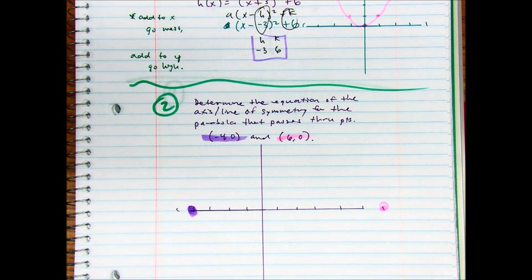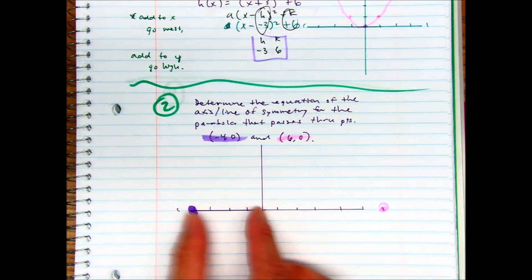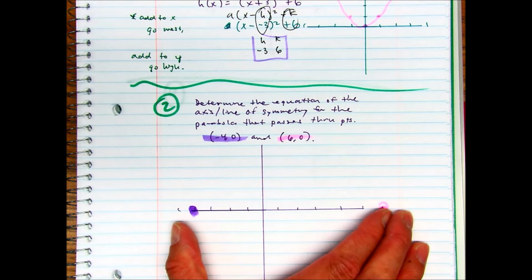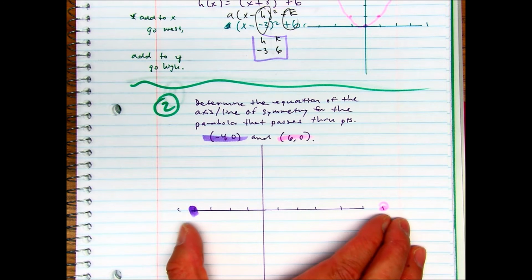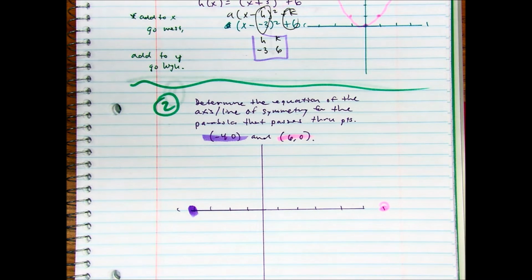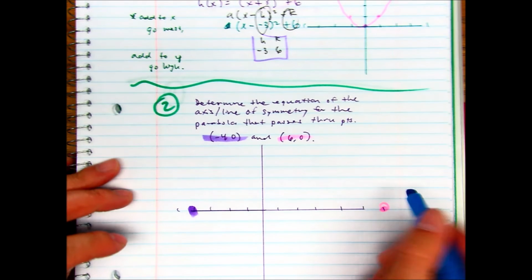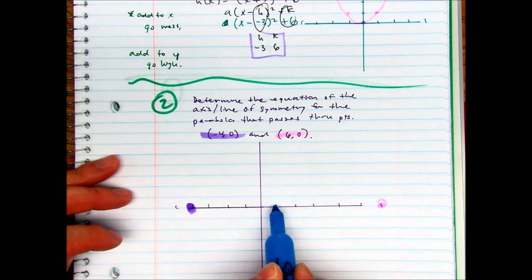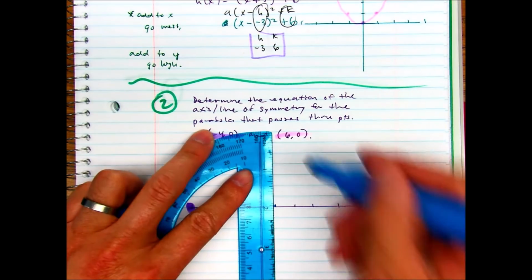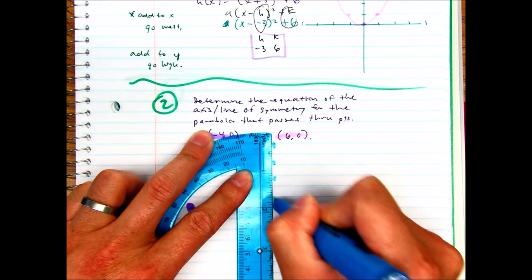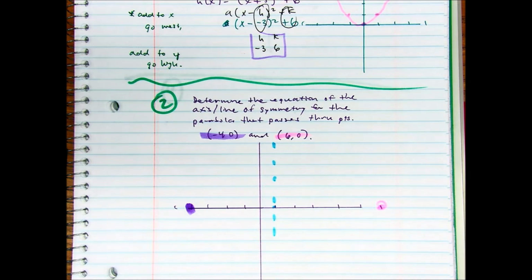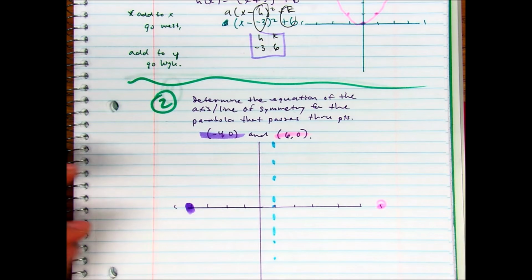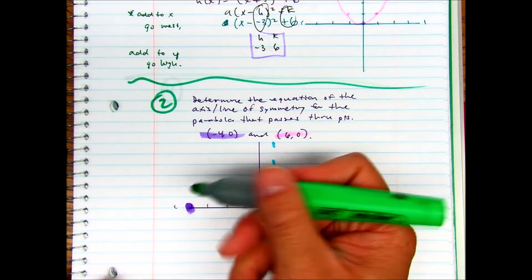And if you think about what parabolas do, they're symmetrical. So what's the midpoint between negative 4 and 6? If you add those together, you'll get 2, and half of 2 is 1. So if I count from here, that means my axis of symmetry looks something like this. It cuts my parabola in half, and then when you graph it, your parabola can look something like this.